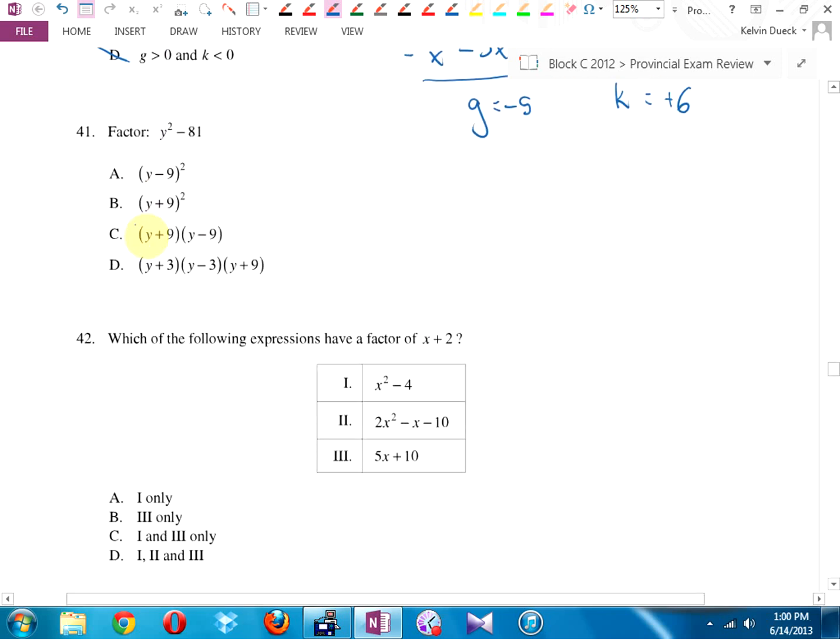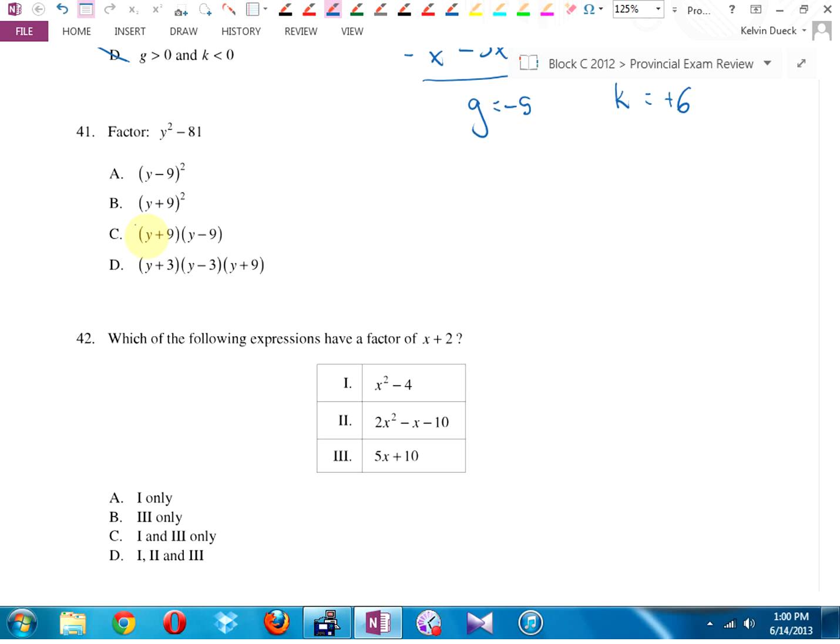41, factor. What's the first thing that I always look for? Greatest common factor. Is there one? Nope. Now what? Count how many terms there are. There's only one thing you guys know how to do with two terms, and that was called difference of squares. Is there a minus sign? Yes. Is the first term a perfect square? Is the second term a perfect square? Then how does that factor?